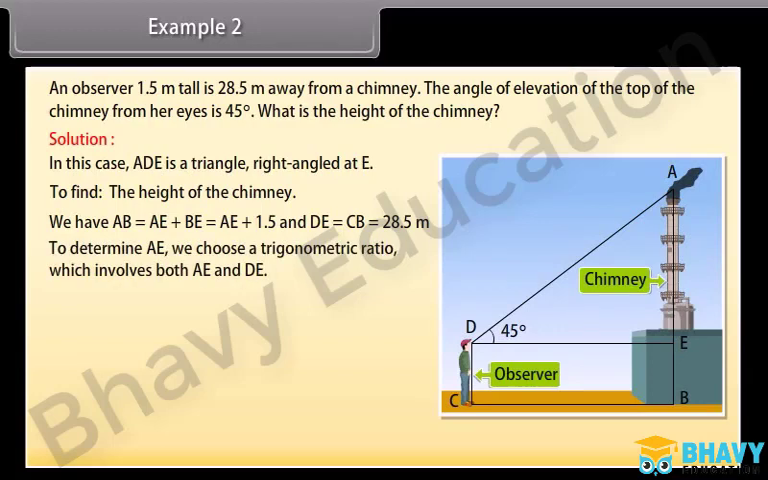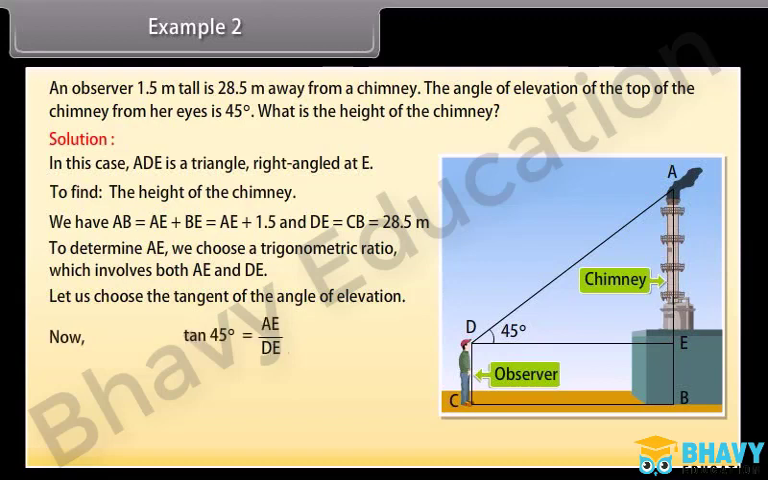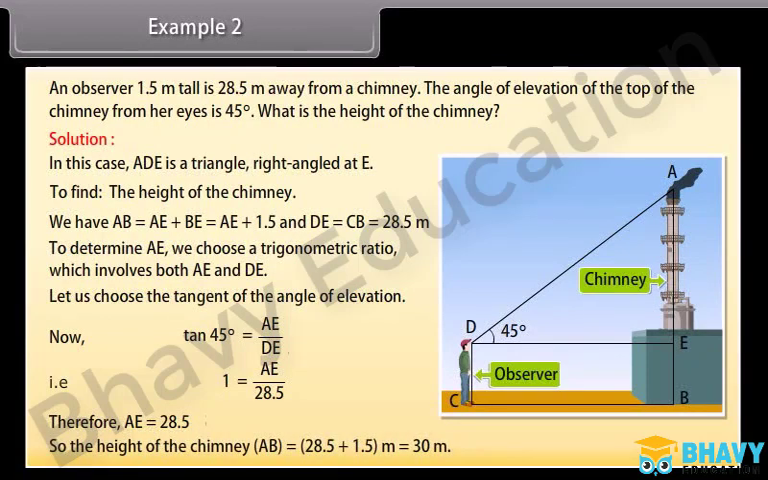To determine AE, we choose a trigonometric ratio which involves both AE and DE. Let us choose the tangent of the angle of elevation. Now tan 45 degrees equals AE upon DE, that is, 1 is equal to AE upon 28.5. Therefore, AE is equal to 28.5. So the height of the chimney AB is equal to 28.5 plus 1.5 meter, which equals 30 meter.